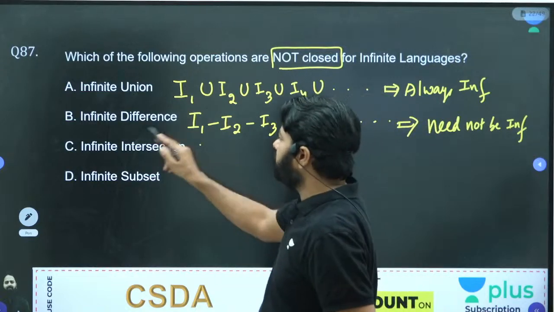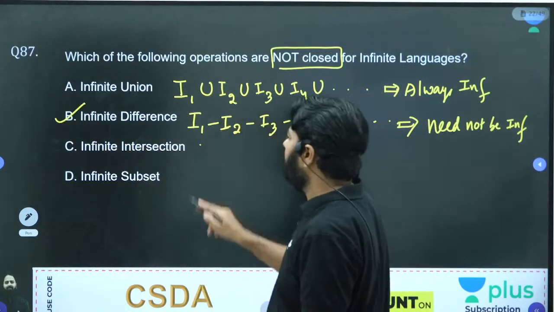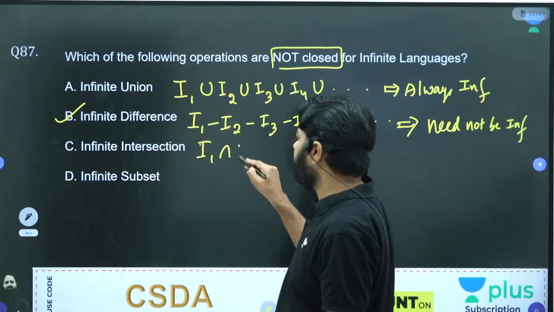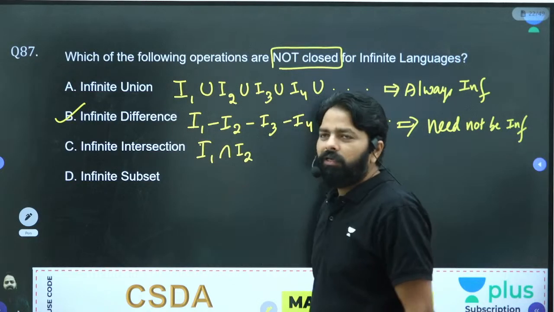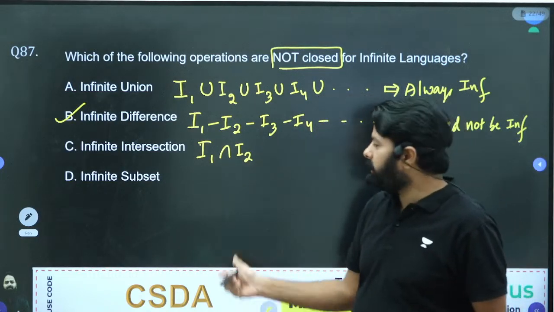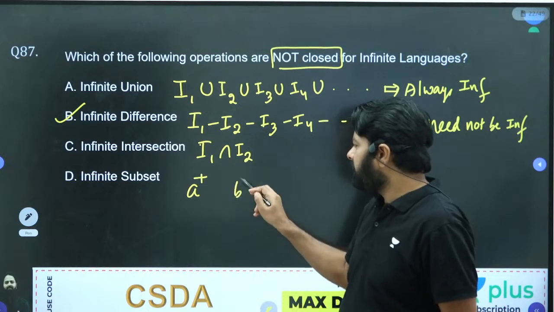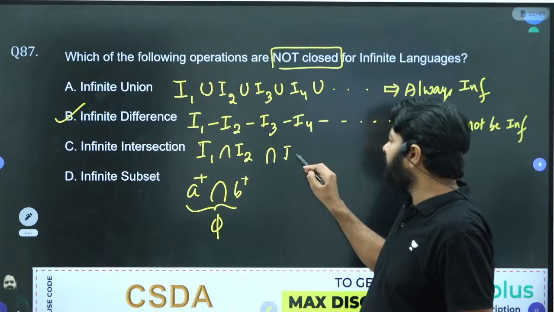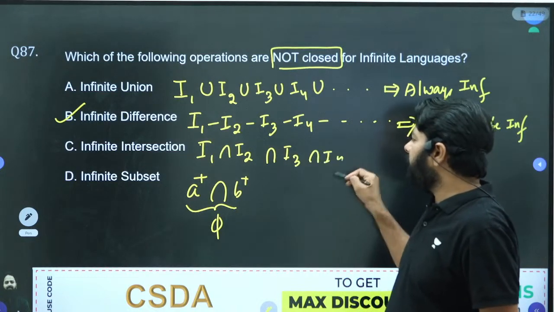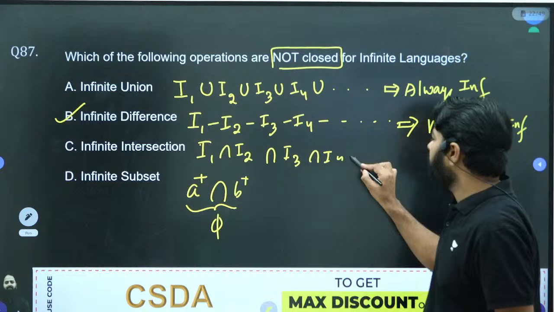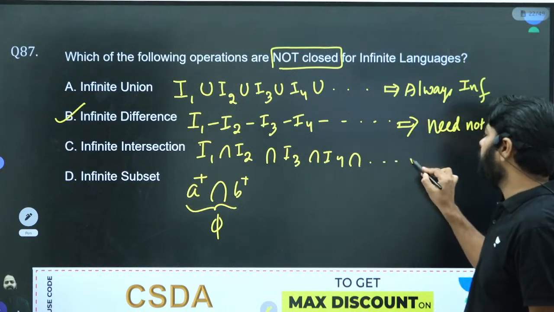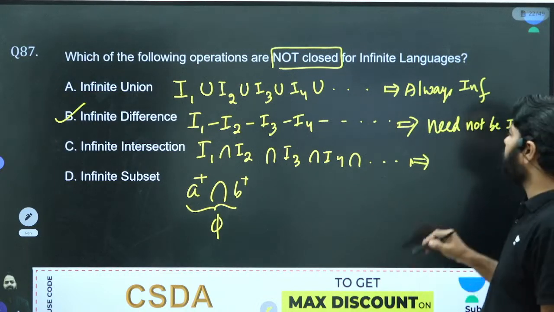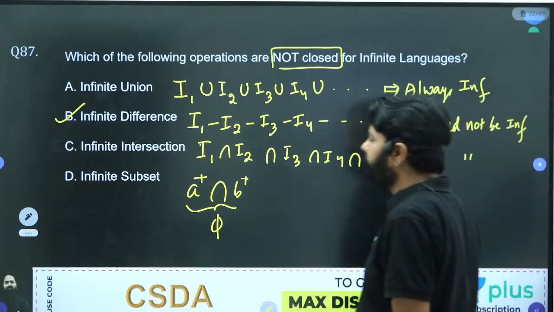Intersection. So this is not closed. Infinite 1, infinite 2, and if you don't have anything common, you will get phi. For example, A plus and B plus: when you do intersection, you got phi. After that, you do intersection with anything, you will get phi only. Now here there is nothing common with the phi. So apply intersection, you will also get finite sometimes. This also need not be infinite.